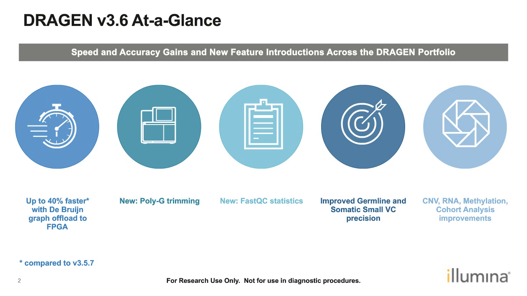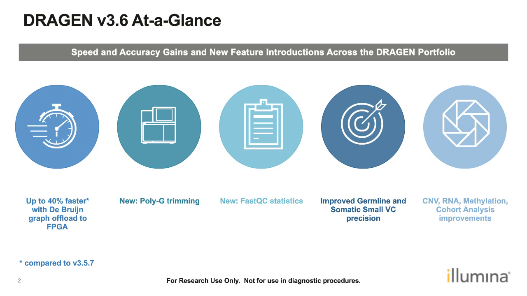So at a high level, we have accelerated the Germline and the Somatic small variant calling as part of this new release. And one of the big ways in which we have done this is we have moved the deBrujin graph, which is part of the haplotype caller for the small variant caller, onto the FPGA. So that has greatly accelerated, and I have some data to show that.